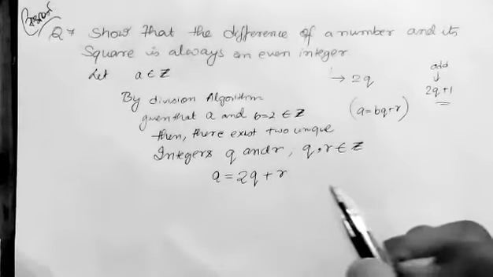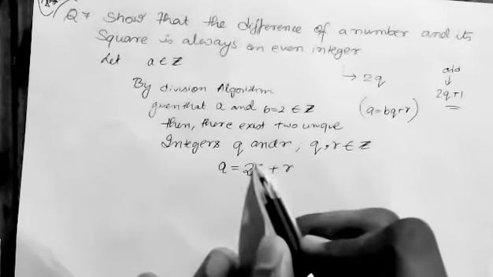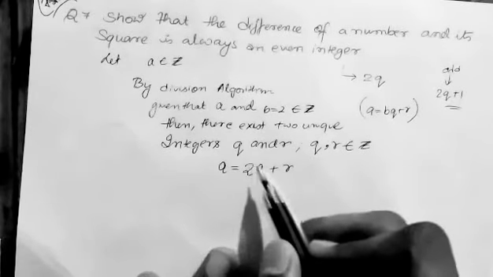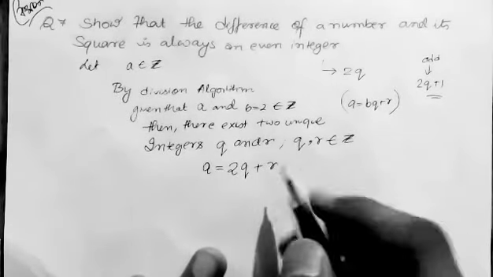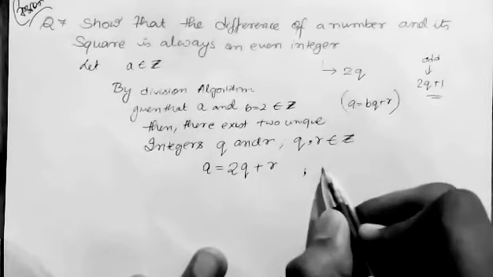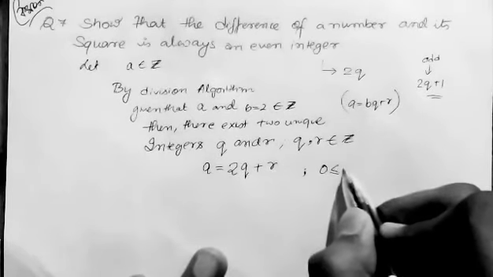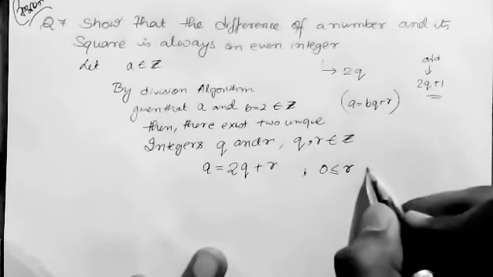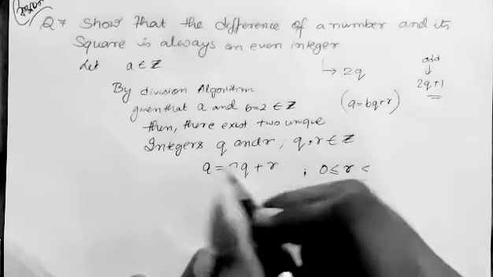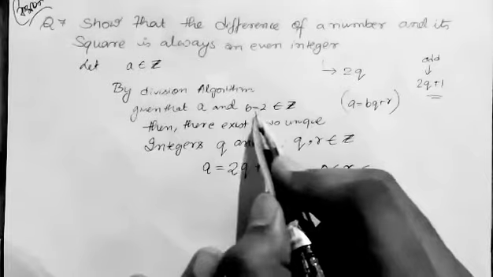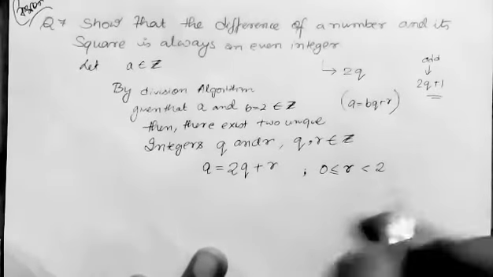As you have considered the value of b as 2, what should be the restrictions for r? The restriction for r is that it is greater than or equal to 0, and it is always less than b. And what is the value of b here? We have considered the value of b to be 2, so it is always less than 2 for this case.